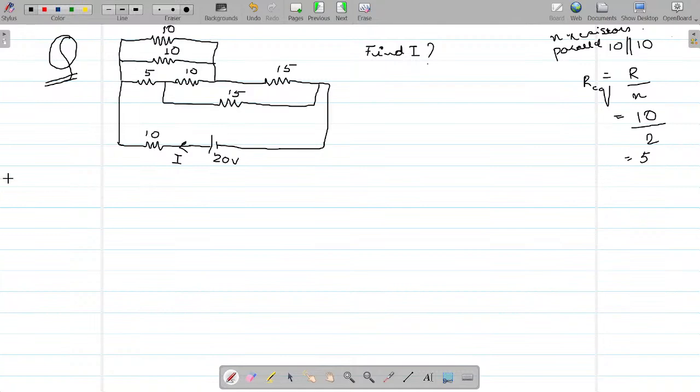I'll redraw the circuit for you and look closely. From here, we'll redraw our circuit and understand how this circuit now becomes a case of balanced bridge. Look closely. This is 5 ohm, because I've reduced these two resistances, which are parallel to each other. Now look closely.